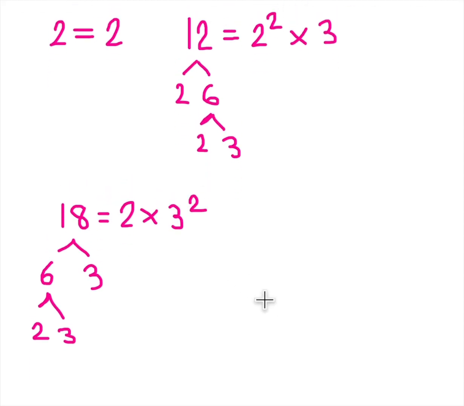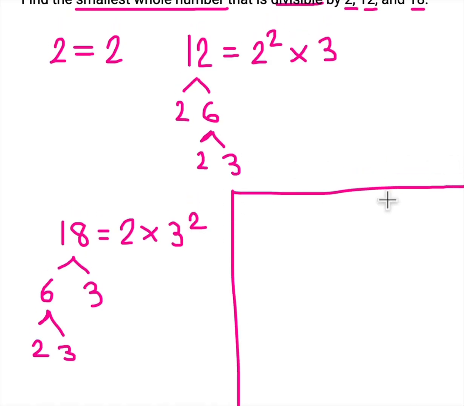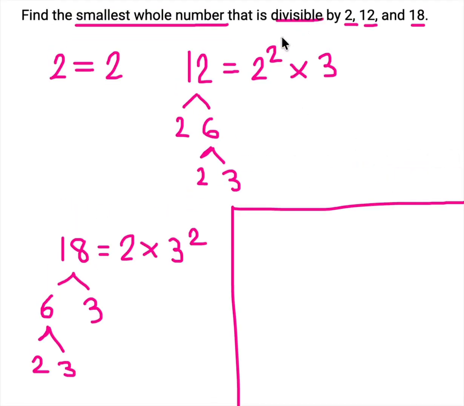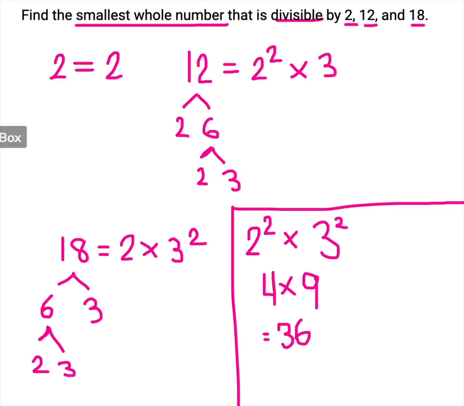And now what we have to do, I'm going to draw this box to separate our work. And we're going to find the LCM, so we just have to take the highest powers of the primes that we did from prime factorization. So 2 squared is going to be your highest for 12, and 3 squared is going to be your highest for 18. So now we just multiply them, so we get 4 times 9, and we get 36. So 36 is our final answer.